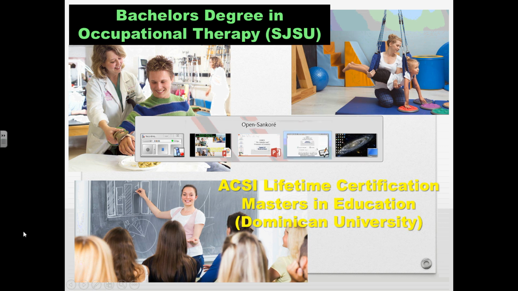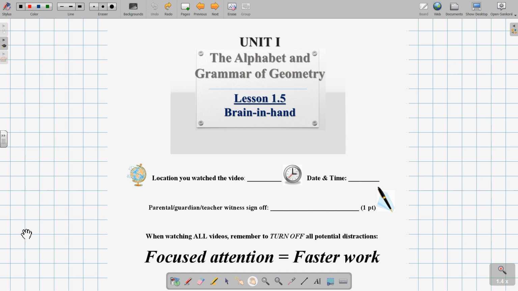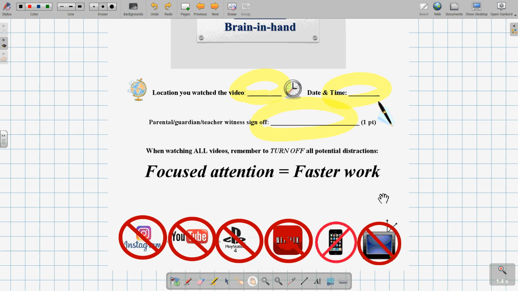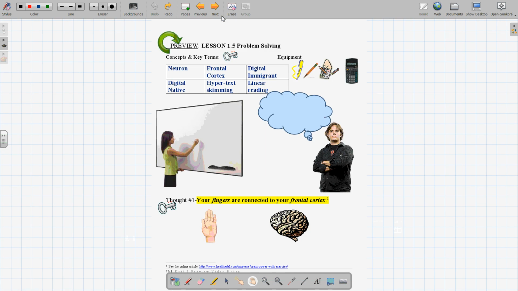So we're going to be talking about a process called brain in hand problem solving. Date, time, and location, parent, guardian sign off, focused attention equals faster work. Please, especially this lesson, turn off all distractions. I'm going to paint a little mystery I have for you here and see if you've experienced this.